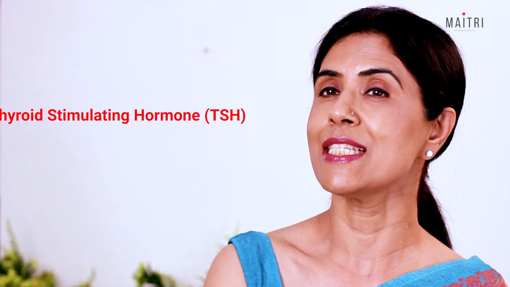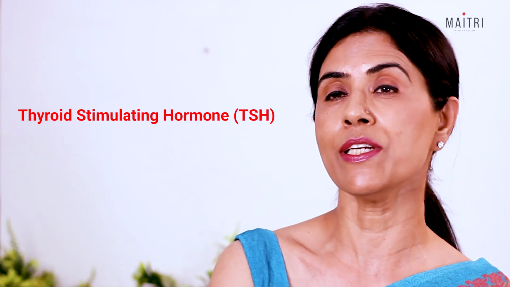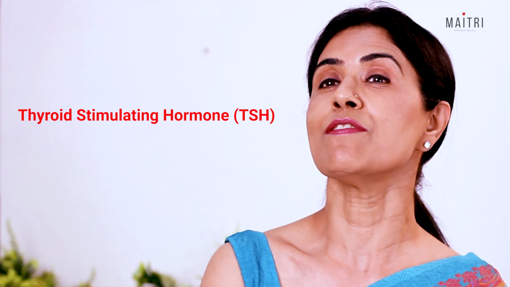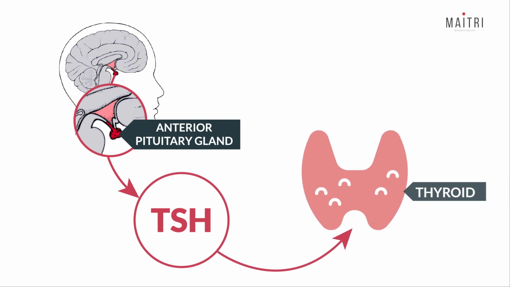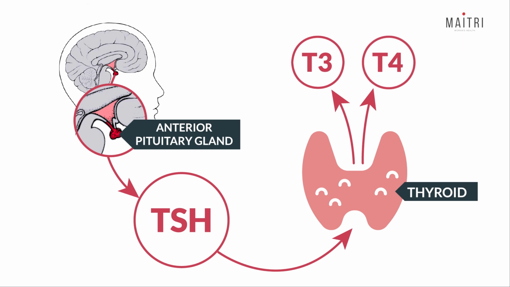There is another important hormone called TSH, thyroid stimulating hormone, which is secreted by anterior pituitary gland. It actually controls the production of thyroid hormones. It tells the thyroid how much T3 and T4 to make.